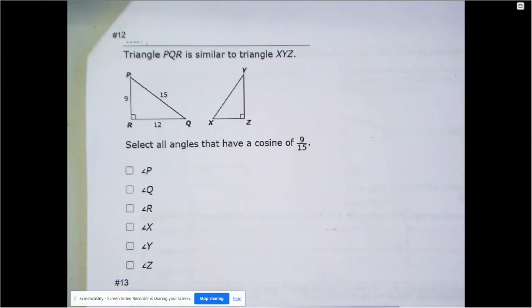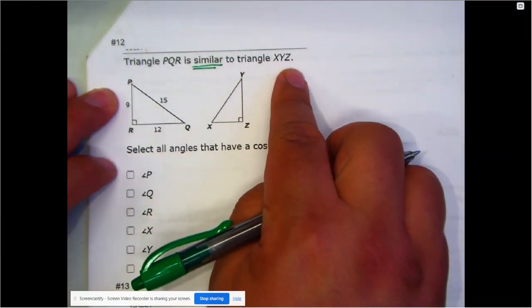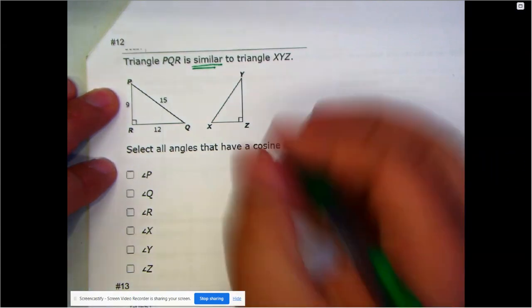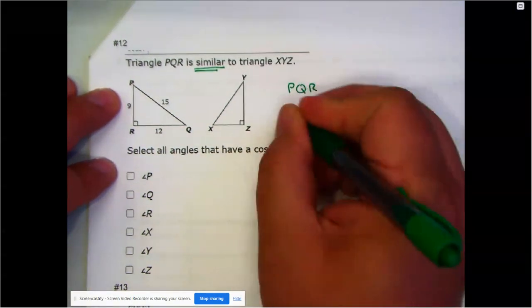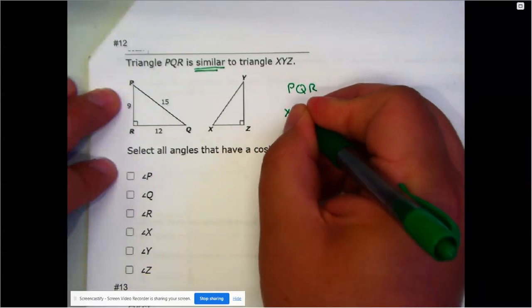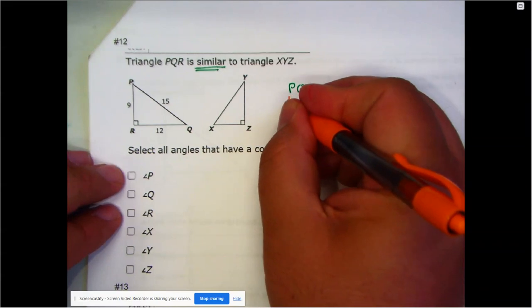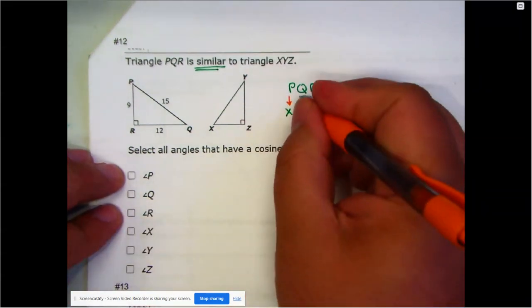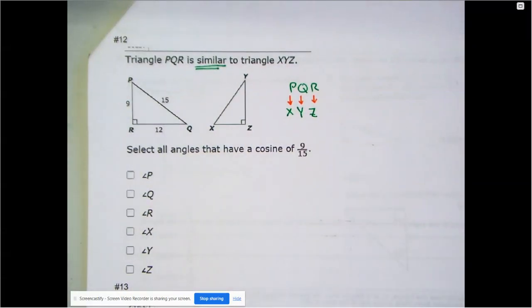Triangle PQR is similar to XYZ. Here's what I would do. On my paper, I would write PQR, XYZ. The reason I like doing that is I already know that angle P and angle X go together, Q and Y go together, and R and Z are the ones that go together.